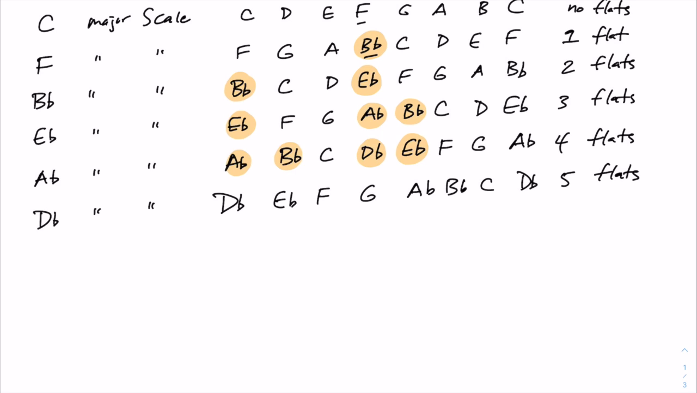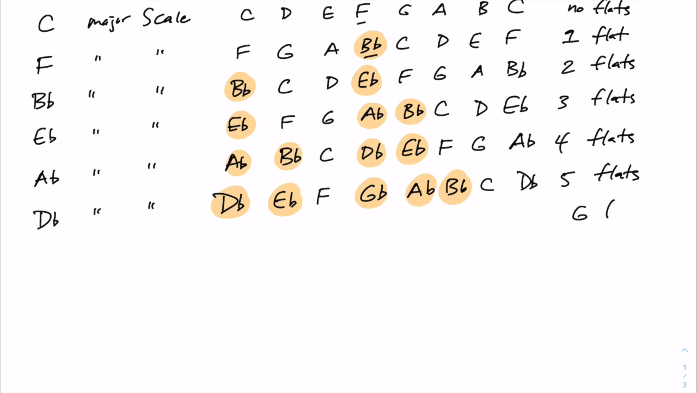So anyway, with major scales that have sharpened notes, we're dealing with the 5th. With major scales that have flattened notes, we're dealing with the 4th each time. So what's the 4th note of D flat major? It's going to be G flat. Okay. 1, 2, 3, 4, 5. So we're just using this pattern.